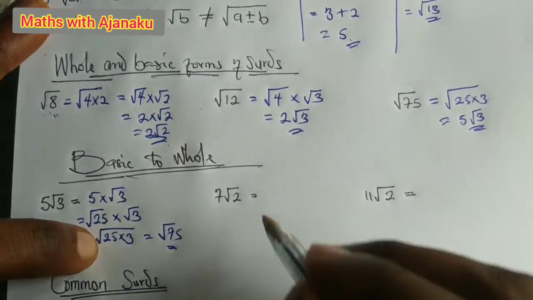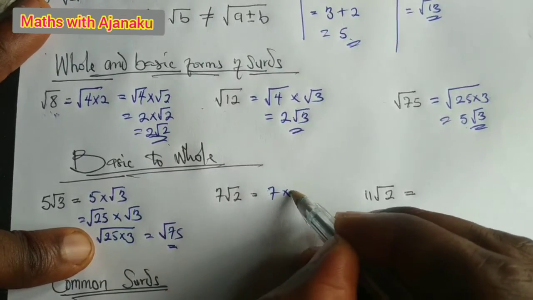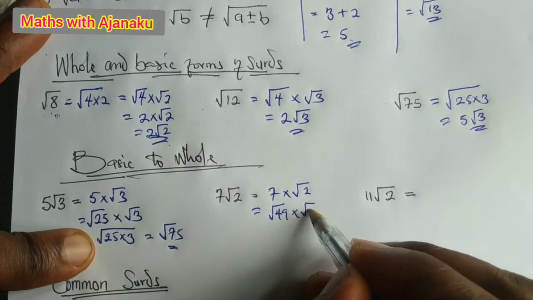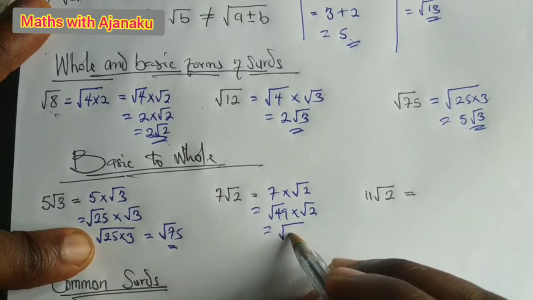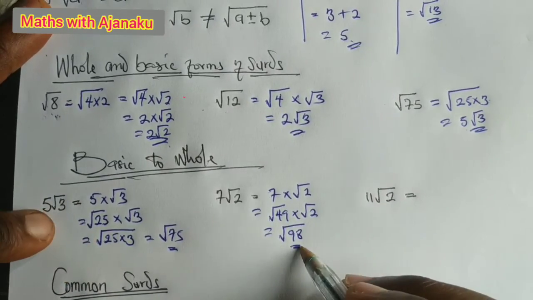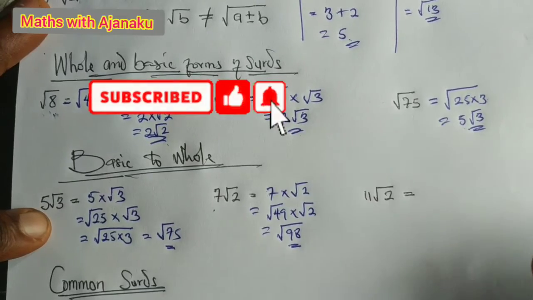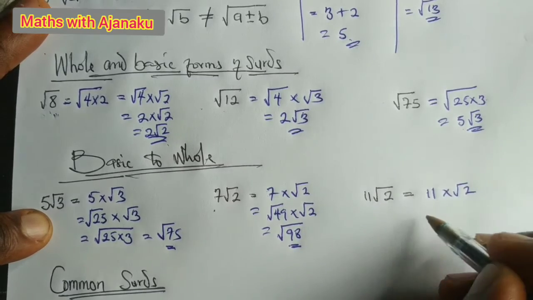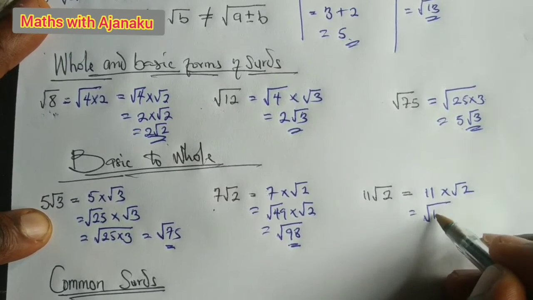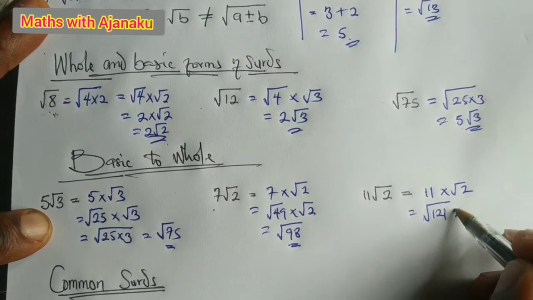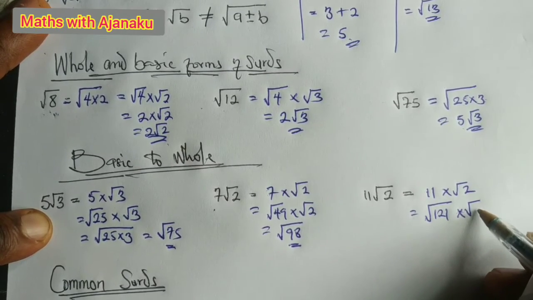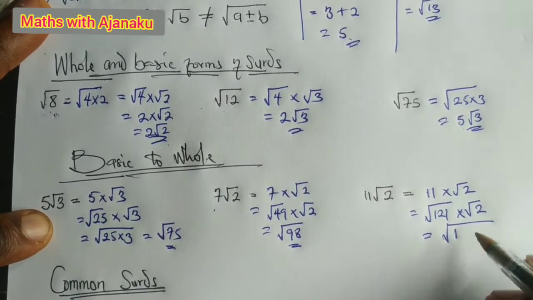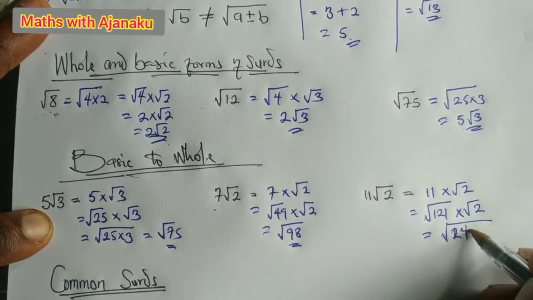Likewise, this can be written as 7 times root 2, and this is the same thing as root 49 times root 2, and this is equal to root 98. That's the whole form of 7 root 2. The whole form of 11 root 2 will give me 11 times root 2, and the square root of 121 will give me 11 times the square root of what? 2, and this will give me the root of 242.